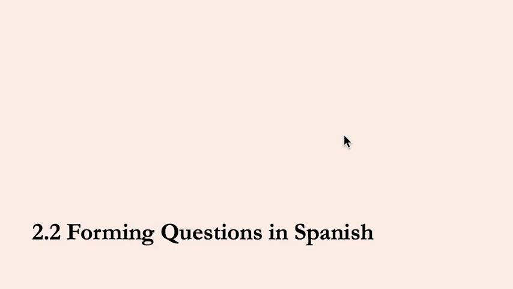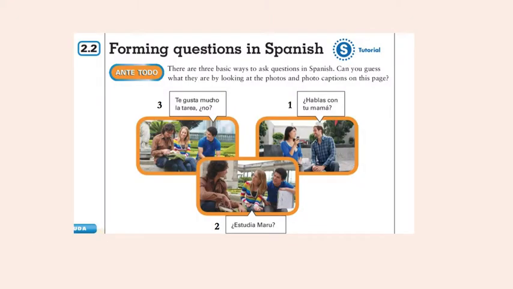Today we're going to look at section 2.2, forming questions in Spanish, which corresponds to pages 55 through 58 of your textbook. So there are three basic ways to ask questions in Spanish, and a fourth one we'll also look at. The first one, ¿hablas con tu mamá? Second, ¿estudia Maru? And three, ¿te gusta la tarea, no? We'll look at all of these, including the fourth one, in detail.